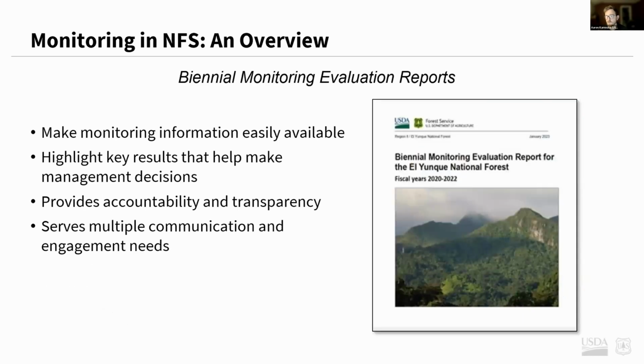In addition to providing feedback for decision making, monitoring helps us be accountable and transparent with our partners and the public. In fact, monitoring information can be a compelling communication tool as it's released to the public every 2 years in the form of a biennial monitoring evaluation report, or BEMER. These reports document status and trends of a wide variety of resources across each National Forest System unit, with FIA being an integral part of several of these analyses.